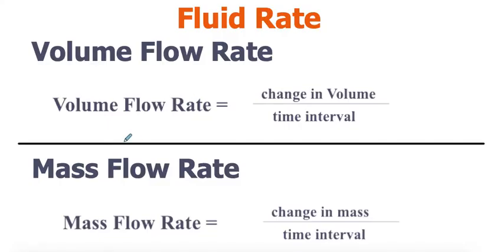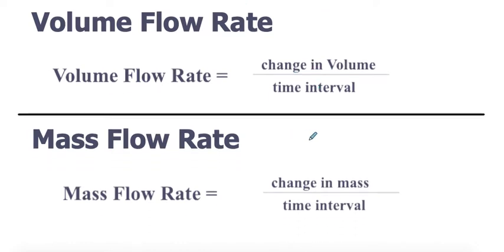Okay, so let's look at a couple examples here after we write these equations down, make sure we have these. So volume flow rate is change in volume over time. We covered that already. And mass flow rate is change in mass over time. Okay, remember this was delta V over time, and this was delta m over time.